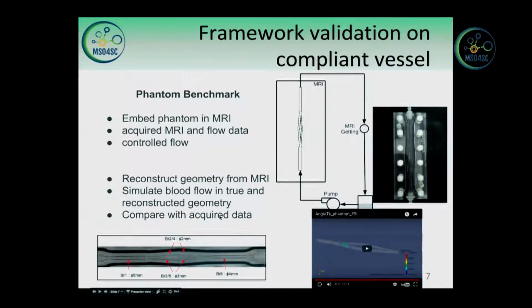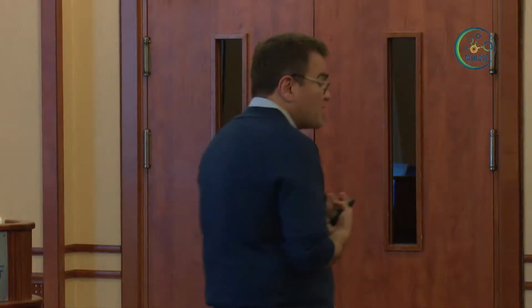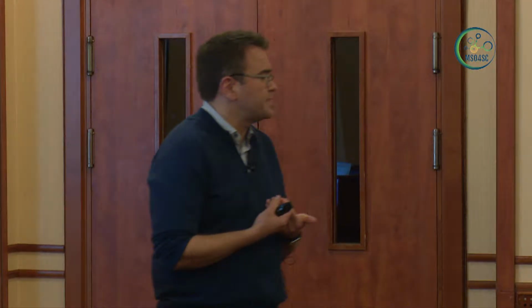And we put this system into an MRI, and we acquired the MRI data. But we control completely the flow. So we know exactly the setup of the flow inside the system. So what we did is that we managed to reconstruct the entire geometry from MRI measurements that we did. And we simulate the blood flow, of course, in the true and the reconstructed geometry. And we can compare with the acquired data. So it's an excellent benchmark in order to verify that the tools that we build are making sense and they do a good job.